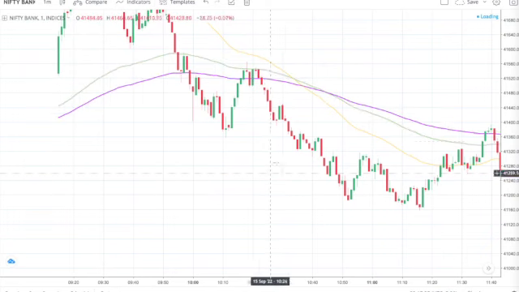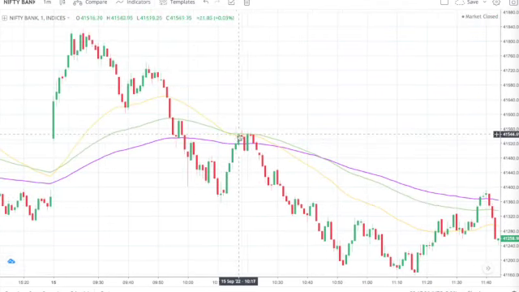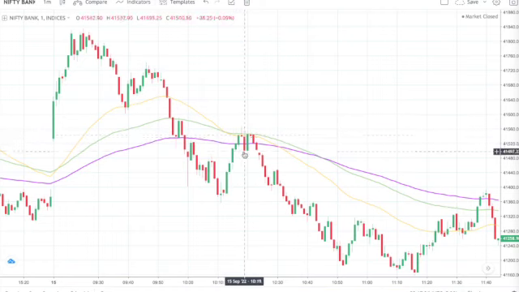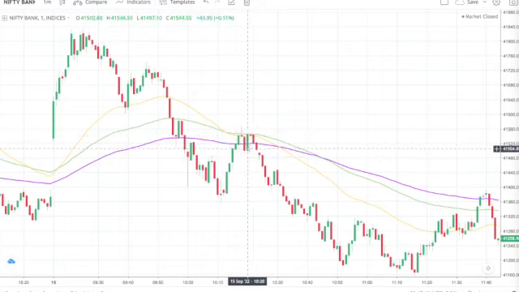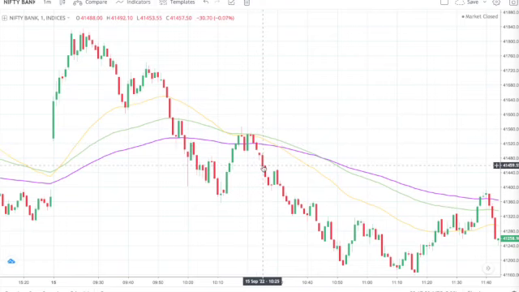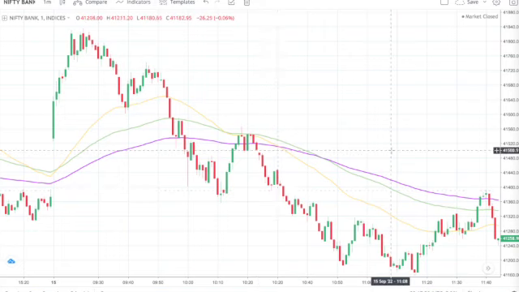Right over here, if you see, it got rejection from all three moving averages. It made a double top, and you can see there is a hammer candle. Of course, I'll make a video on candlestick patterns as well, then you can understand each and every candle and its behavior. So if you enter on this candle, you would have got a very good target on the downside.